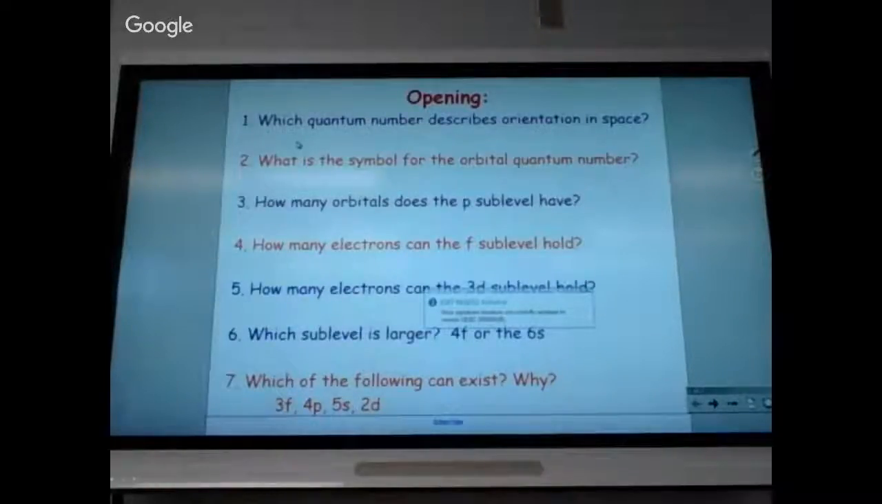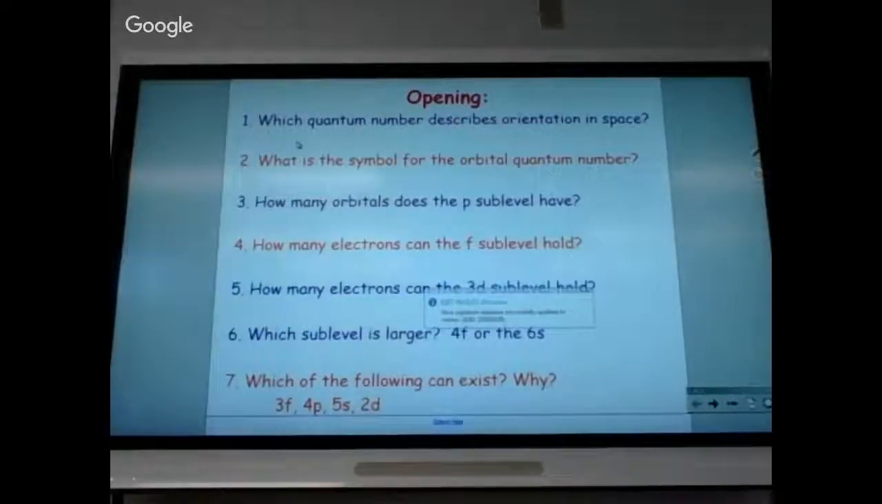How many pictures does it have? 3. That's how many orbitals it has. Wait, is it the same thing right here? The same thing there, like what we converted? Those orbitals come from those pictures, yes.